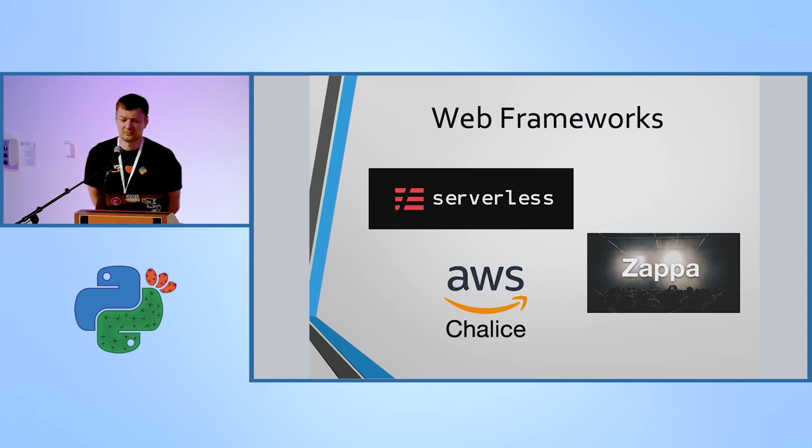Web frameworks that I mentioned, serverless is one of them, but there are several other ones. They all work more or less similarly, and you can think of frameworks as a mini Flask or mini Django for serverless functions. But what's important is that all of these have their own built-in mechanisms to set up the infrastructure required for the functions to run, and also CI/CD mechanisms out of the box. AWS Chalice is the one that AWS itself maintains.